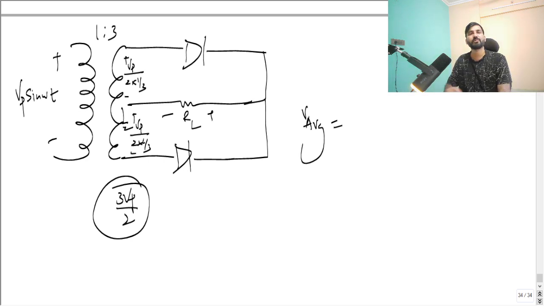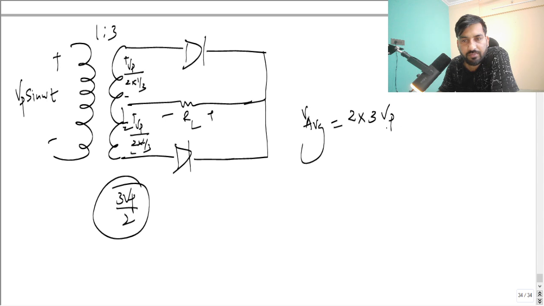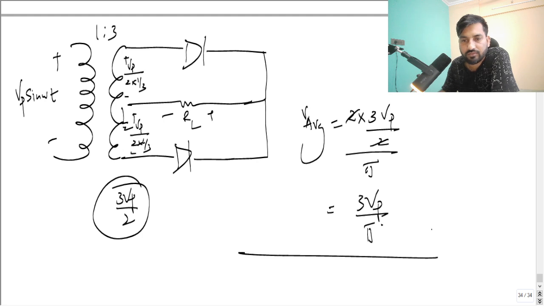3 Vp by 2 and 3 Vp by 2, that will be 6 Vp by 2 in total. Understood? And then you can cancel out, so that will be 3 Vp. I hope this makes sense. So here it will be nothing but 2 times 3 Vp by 2 by pi. So you just cancel this, and this becomes 3 Vp by pi. I hope this makes sense.